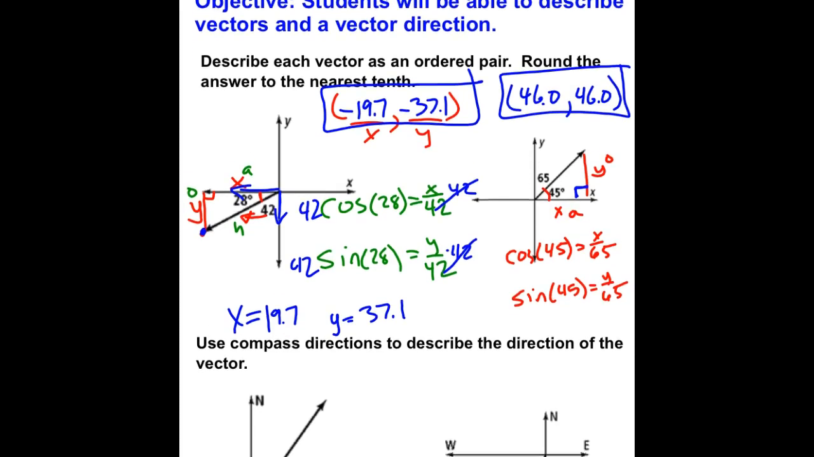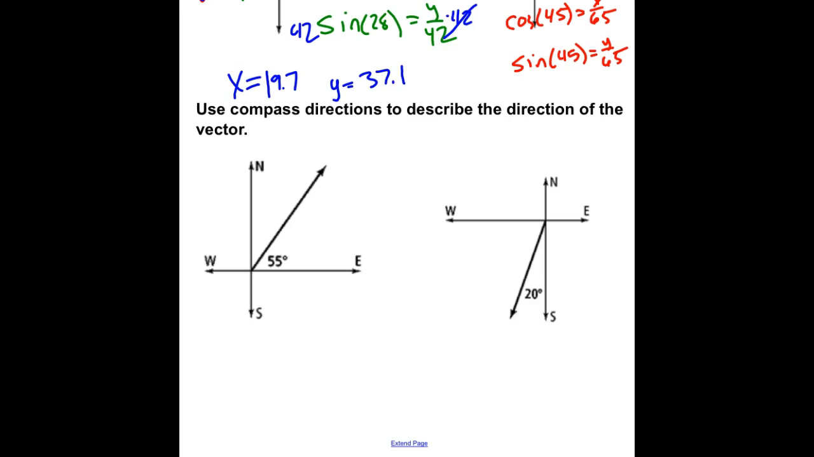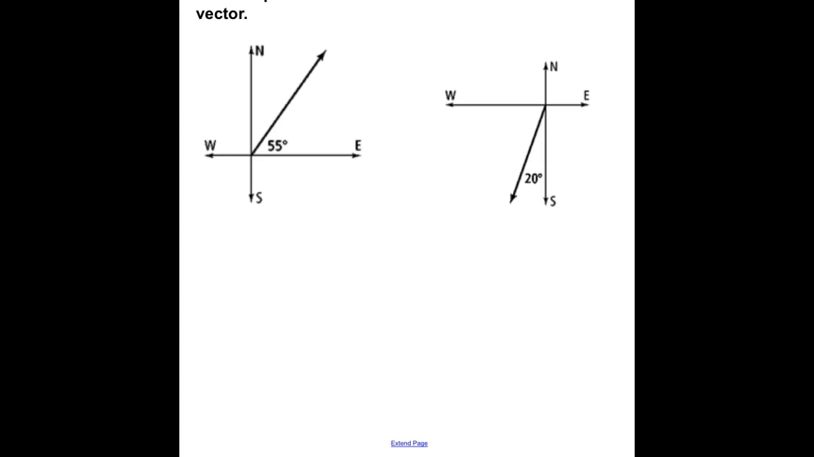So the last thing we have for you is here, it says use compass directions to describe the direction of the vector. So this is where we talk about something being north, south, east, or west. And so when we write this, we write some angle, some degrees, something of something. So we start with our angle. Well, it's 55 degrees. We can put that in. And then the second one is the compass direction you put in that the angle is attached to. So the angle goes off like this, but it's attached to the east.